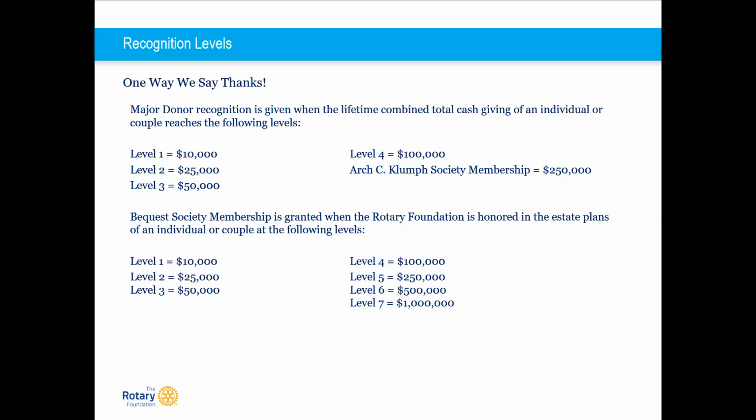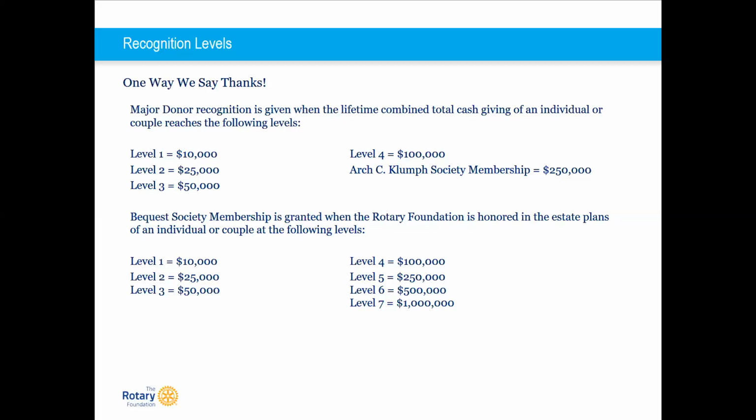And so if we're thinking this is the gift, which kind of recognition does it get? The easiest way to answer that is, can the donor take it back? Can the donor change their mind? If the donor can change their mind, then it's Bequest Society recognition. And if the donor cannot change their mind after they make the gift, it's Major Donor / Arch Klumph Society recognition.